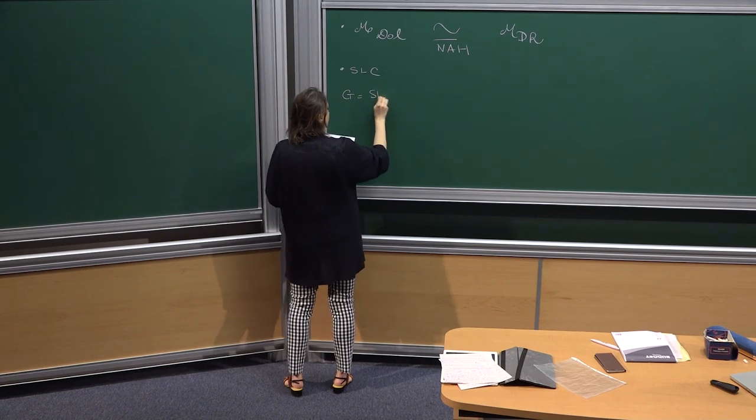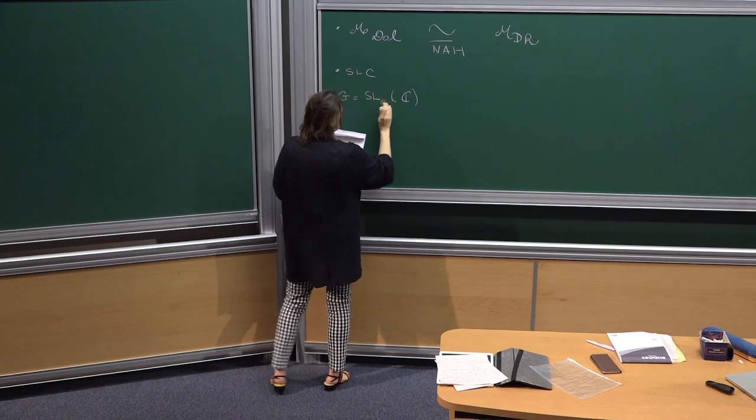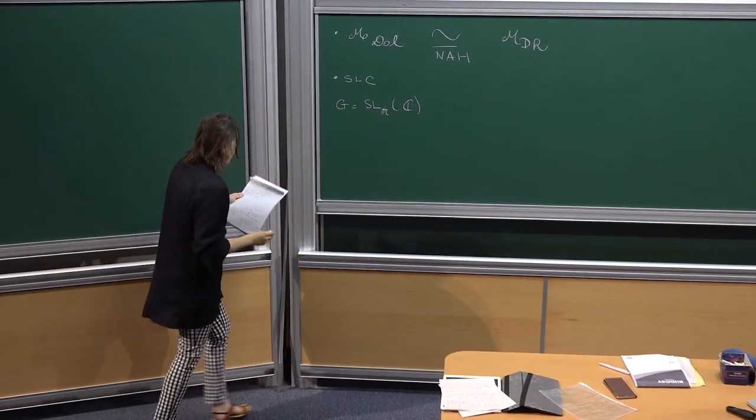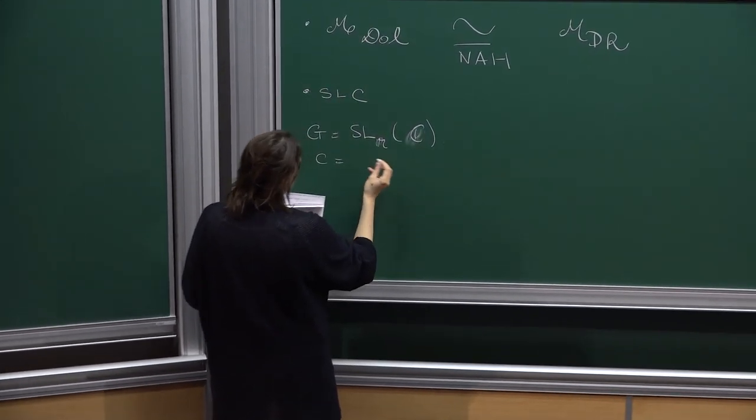All of this talk is going to be with the group SL_n of C. Maybe I will use SL_r of C. And C will be a projective algebraic smooth curve.